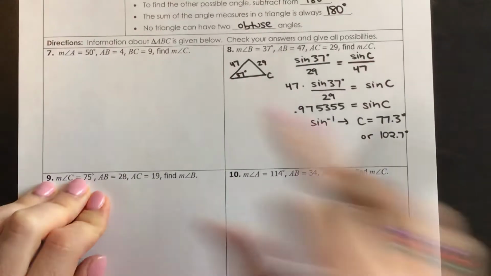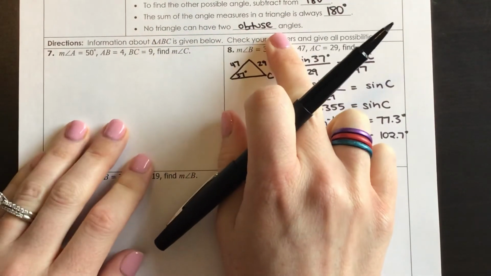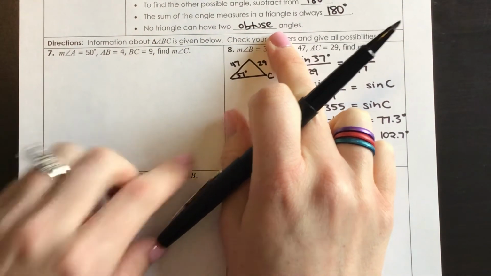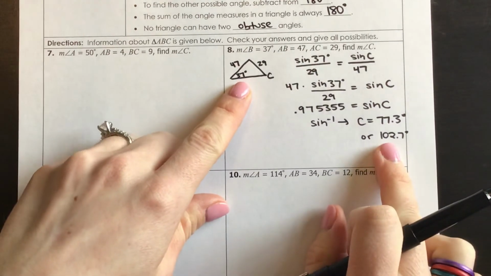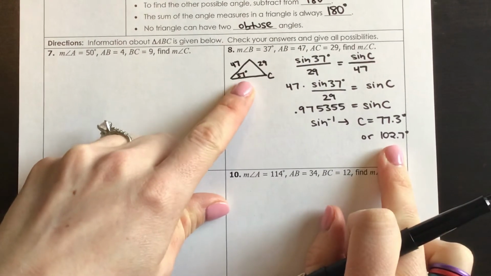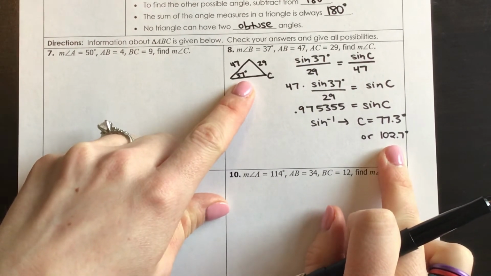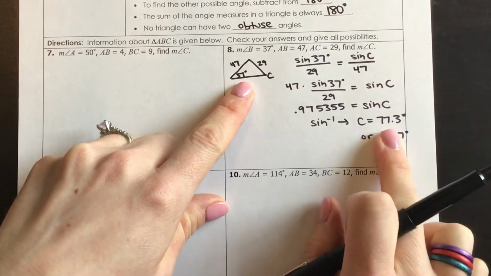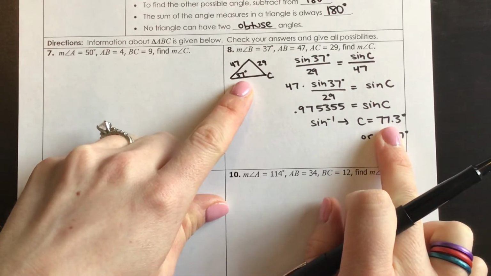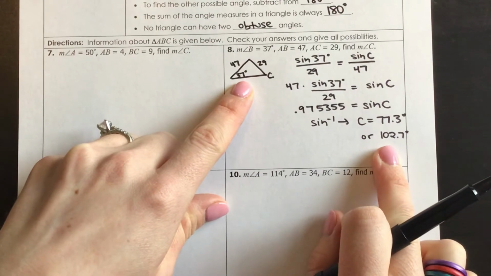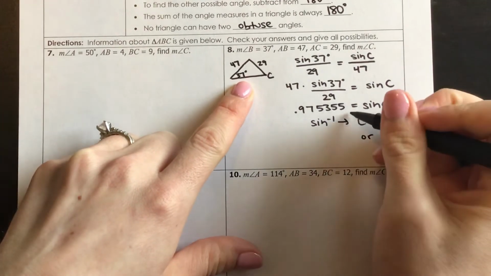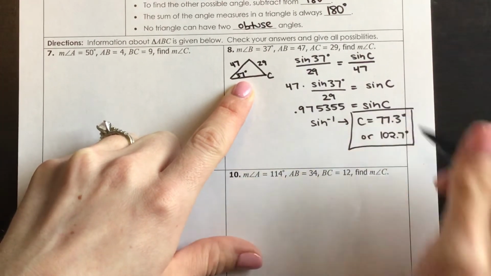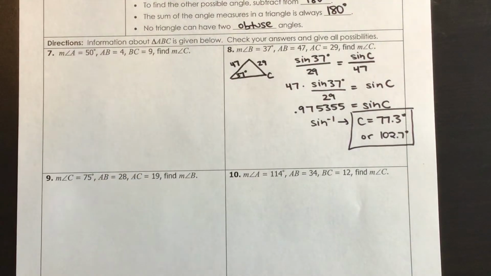Now, the last thing is that we need to use this piece of information, that no triangle can have two obtuse angles, so we need to see if these two could even fit within the same triangle. If we add these together and we go over 180, they can't possibly fit together. But these two fit together and don't go over 180, and these two fit together and they don't go over 180. So it actually is possible here that we could have two different measurements for angle C. All right, so we always need to check that.